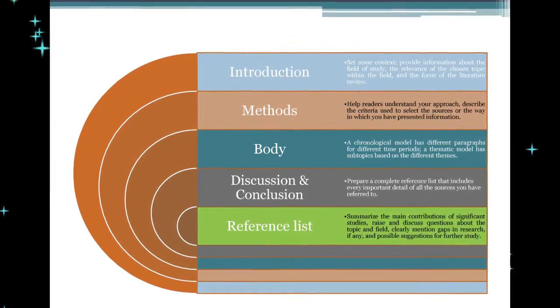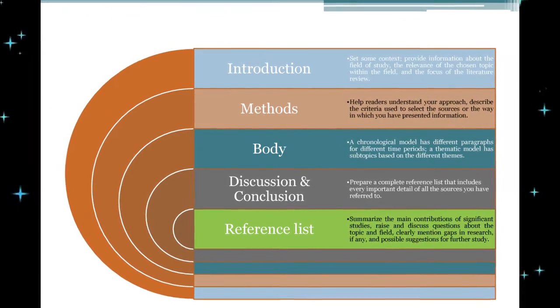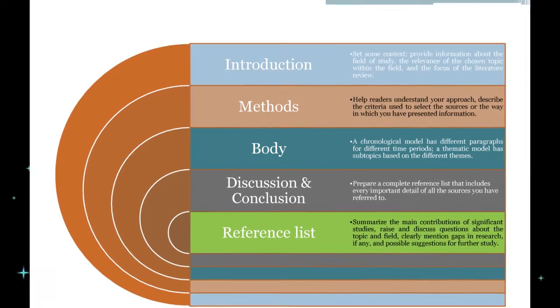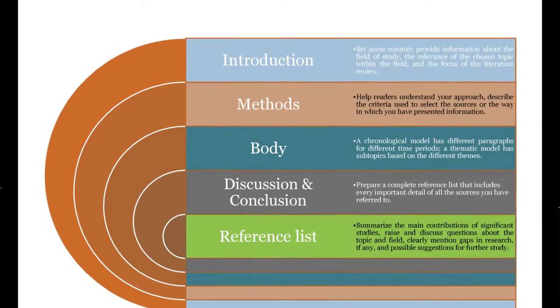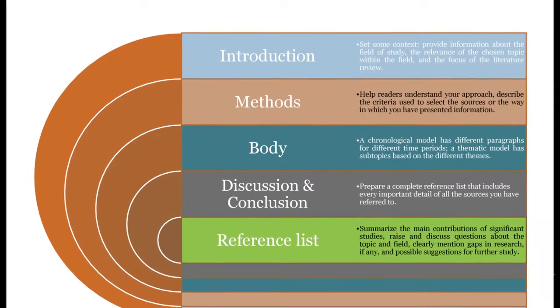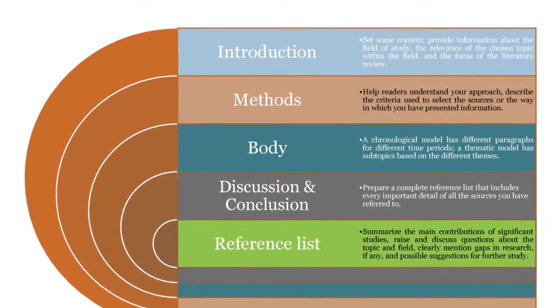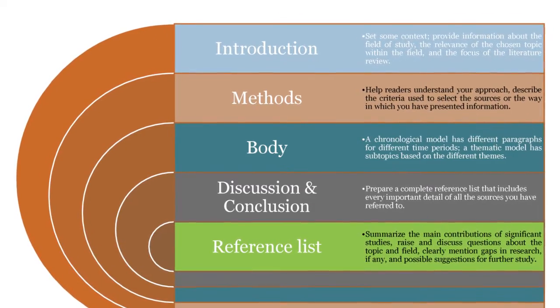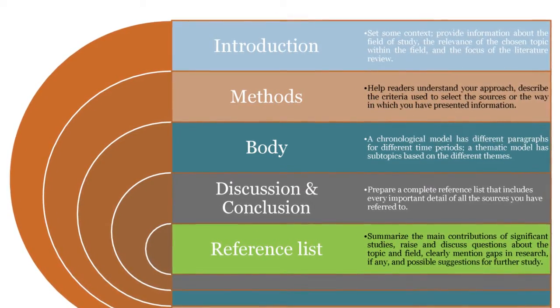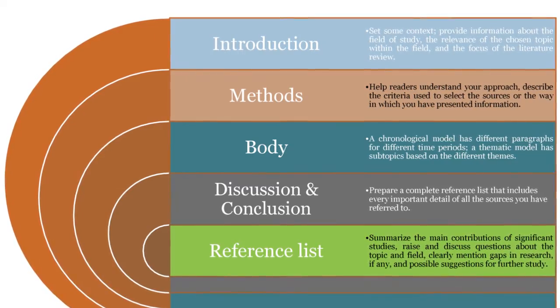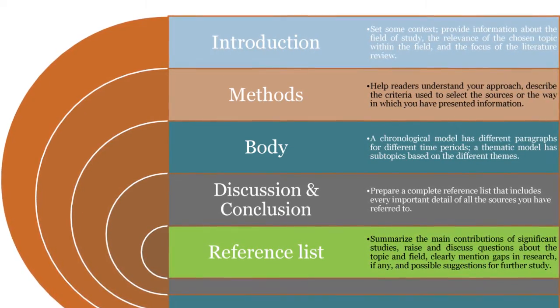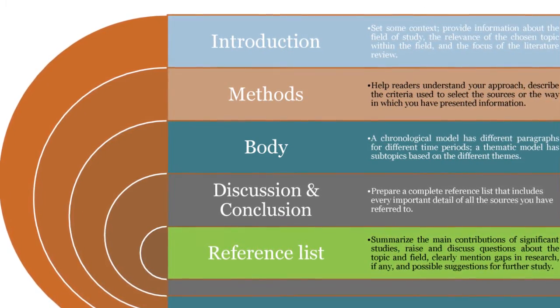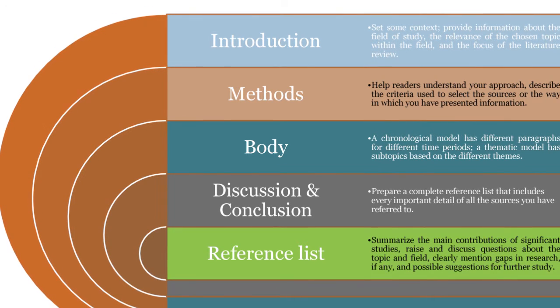A chronological model has different paragraphs for different time periods. A thematic model has subtopics based on different themes. Prepare a complete reference list that includes every important detail of all the sources you have referred to. Summarize the main contributions of significant studies. Raise and discuss questions about the topic and field. Clearly mention gaps in research, if any, and possible suggestions for further study.